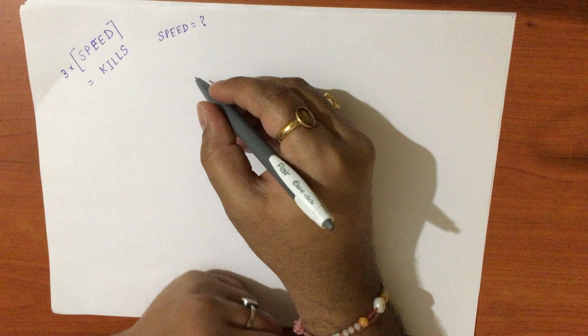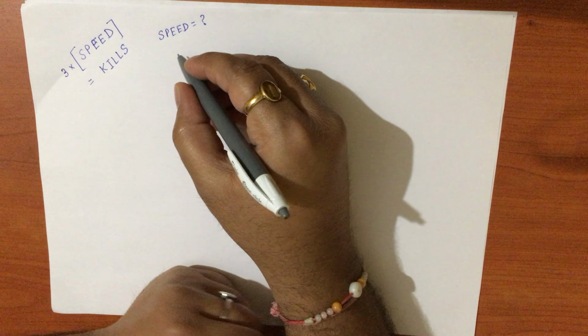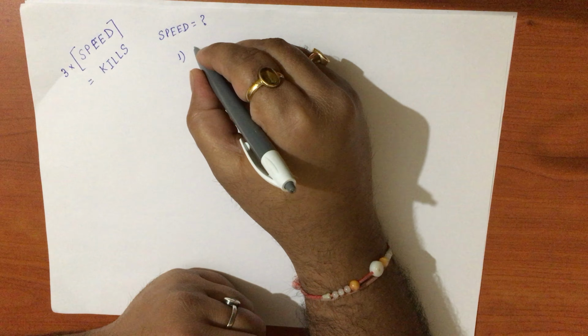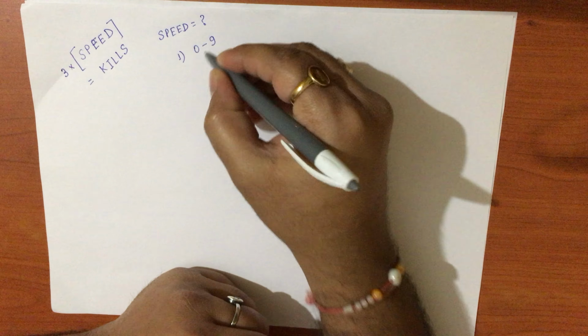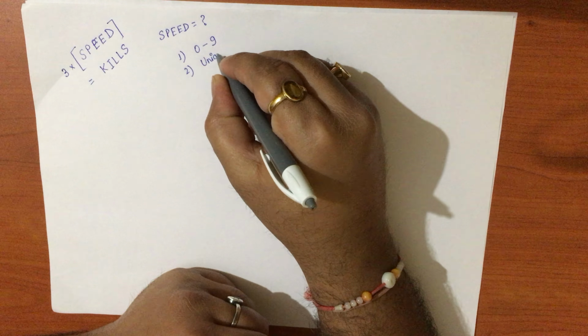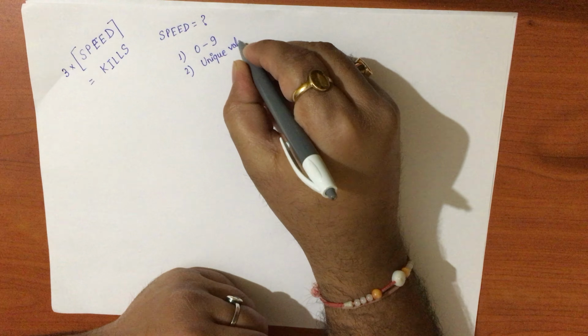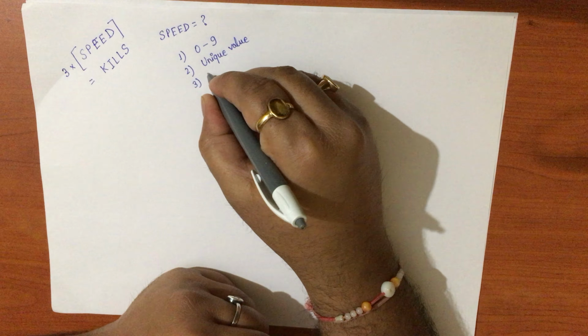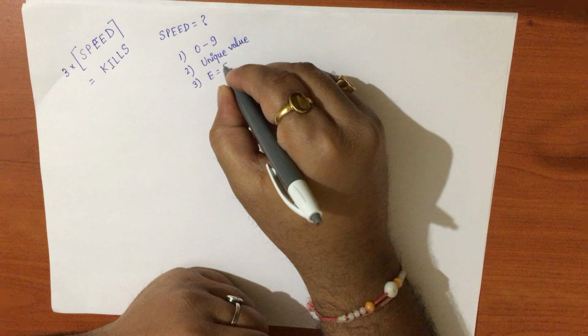Okay, so the given inputs are, first, all the letters represent values between 0 to 9. Those letters represent unique values between 0 to 9, and the letter E is equal to 5.